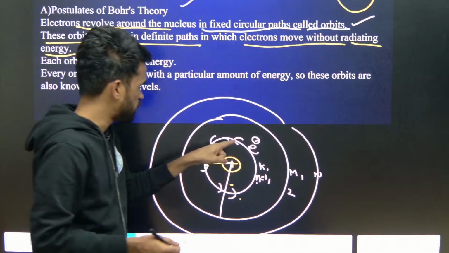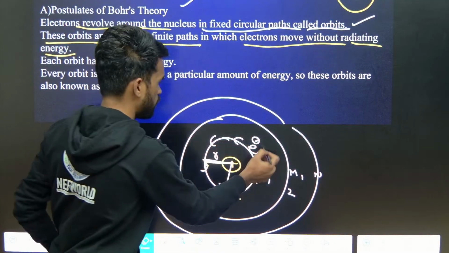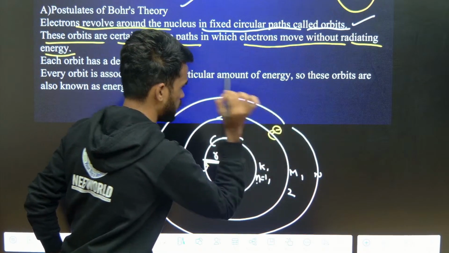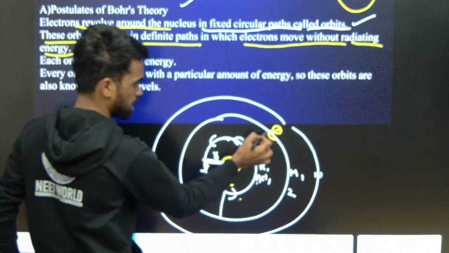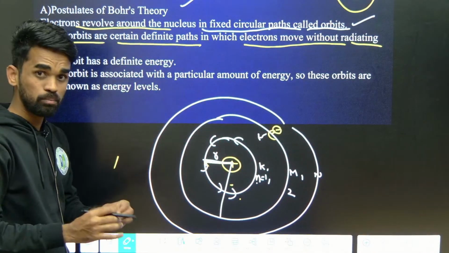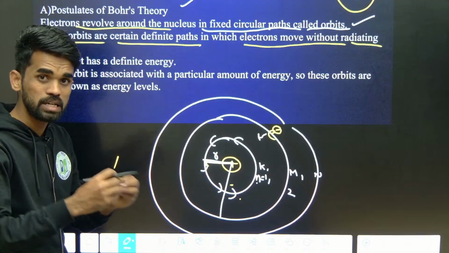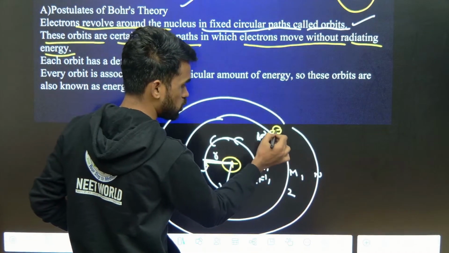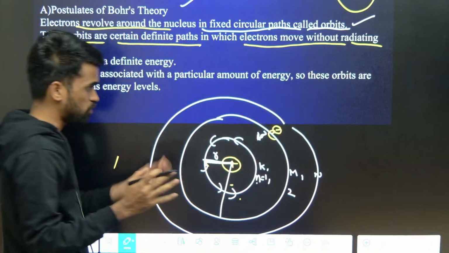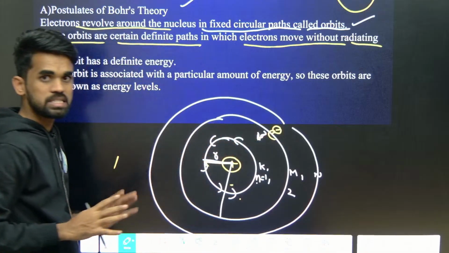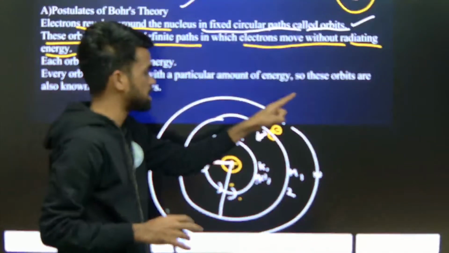What they are saying is, if an electron is present in a level, for example in this second orbit, this electron will not emit energy or absorb energy. But if it emits any energy outside, then the electron is losing energy, so it falls into a lower energy state.